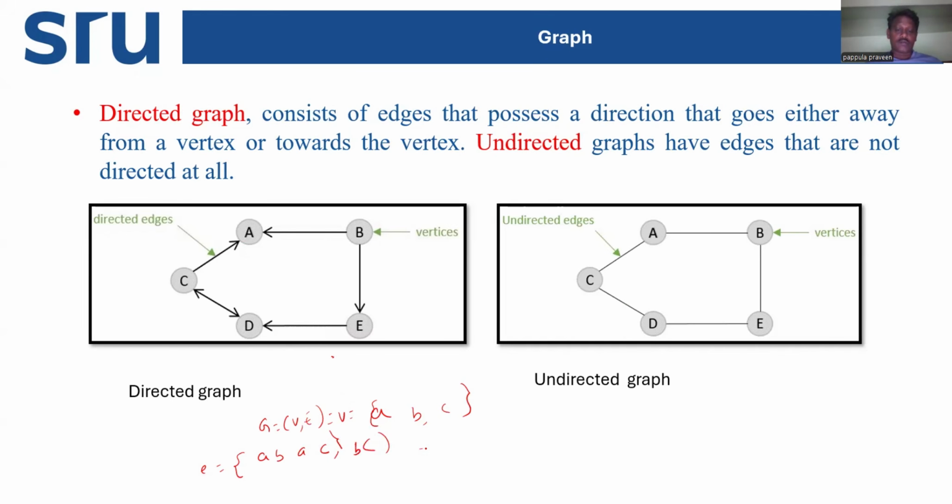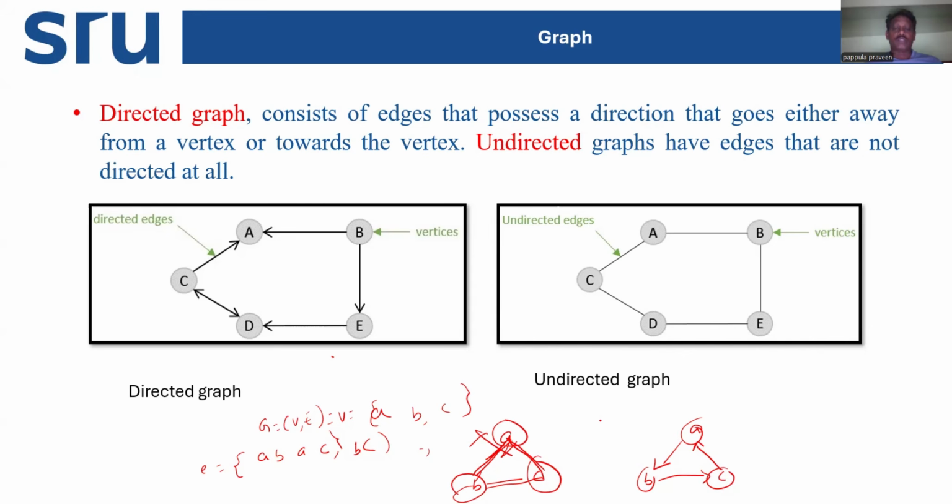This is the graph. There is no direction, so this is the undirected graph. Same thing, but A to B, B to C, C to D, C to A. This is the directed graph. We have directions from one vertex to another vertex. That is called a directed graph.